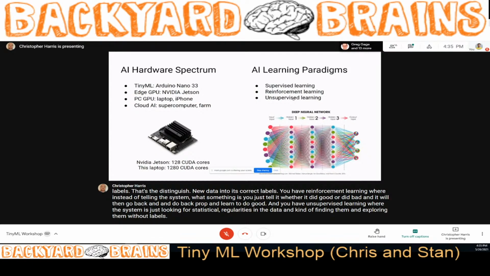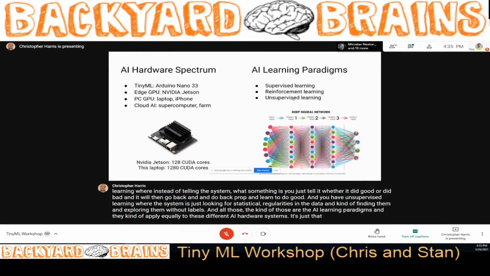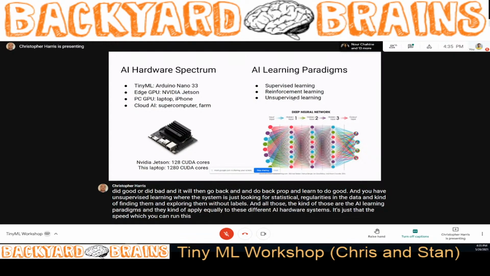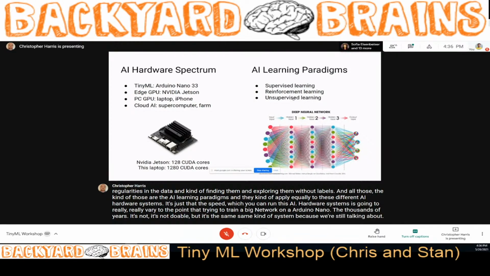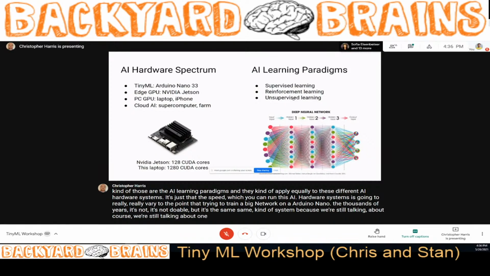And all those are the AI learning paradigms, and they apply equally to these different AI hardware systems. It's just that the speed at which you can run these AI hardware systems is going to really vary, to the point that trying to train a big network on an Arduino Nano could take thousands of years. It's not doable, but it's the same kind of system, because we're still talking about cores. We're still talking about von Neumann architecture. We're still talking about zeros and ones essentially.